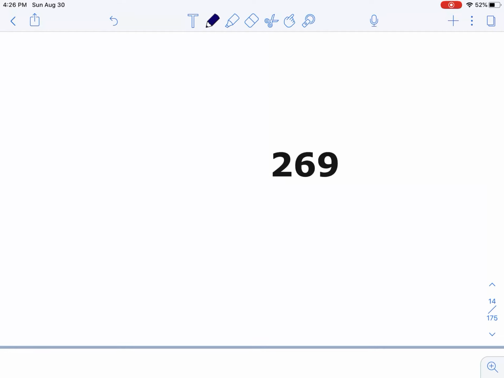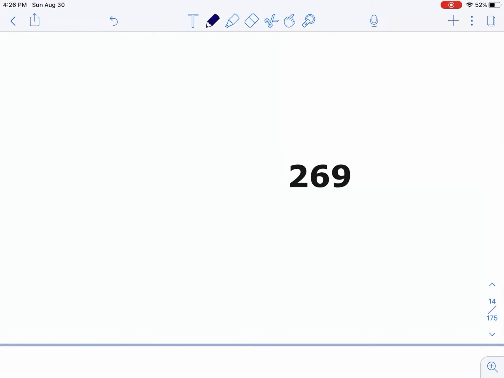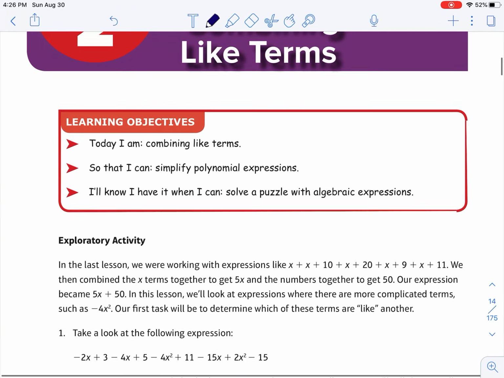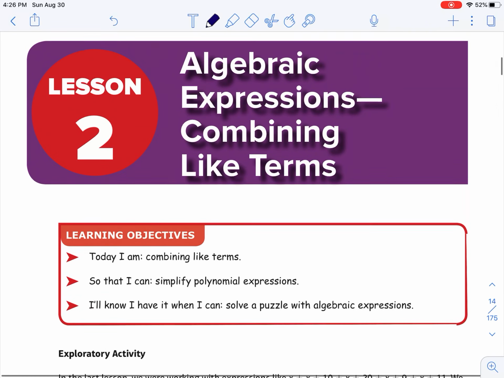All right, today I'm starting on page 269. Page 269. And today we are talking about combining like terms.